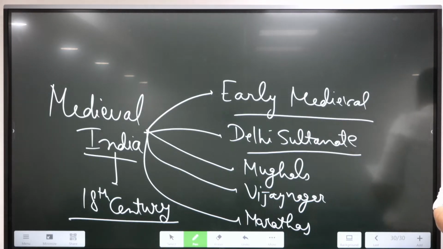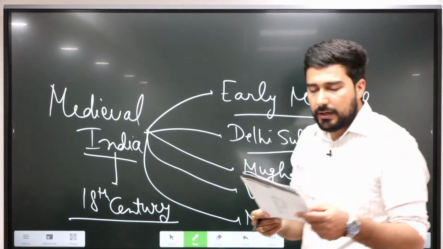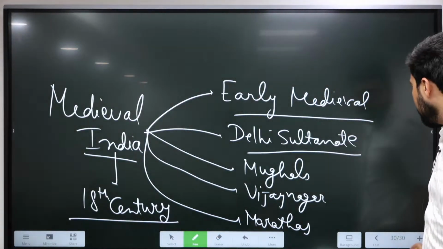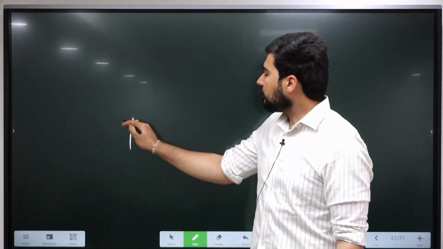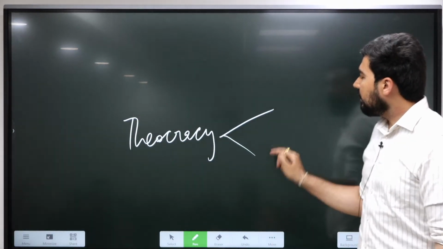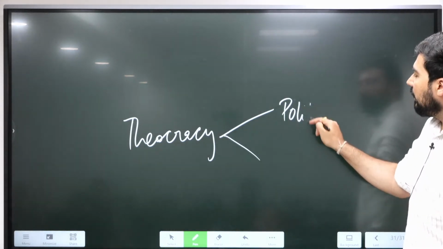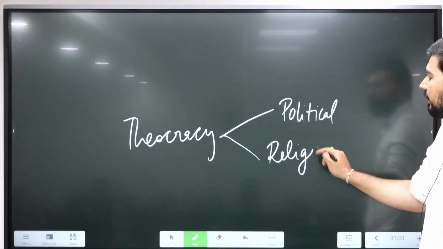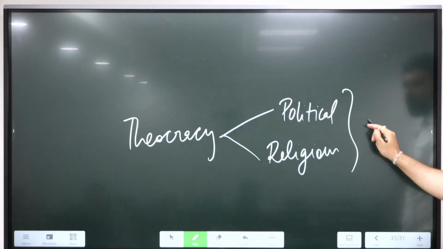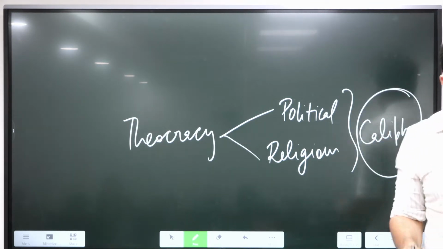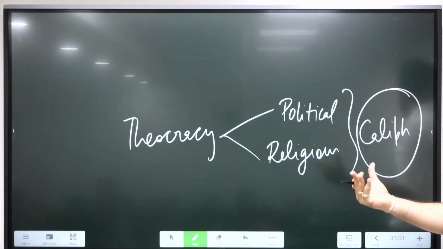Political concept, theocratic. What is the meaning of theocratic or theocracy? Theocracy means the political head is also the religious head. Like we see the institution of caliph in Turkey, where they were also political as well as religious head.